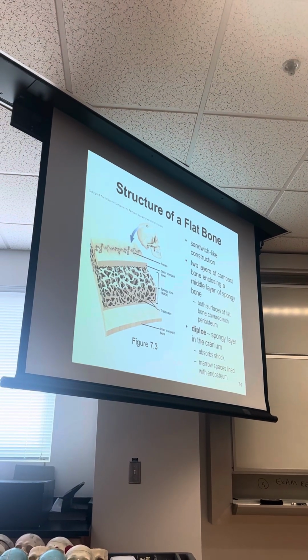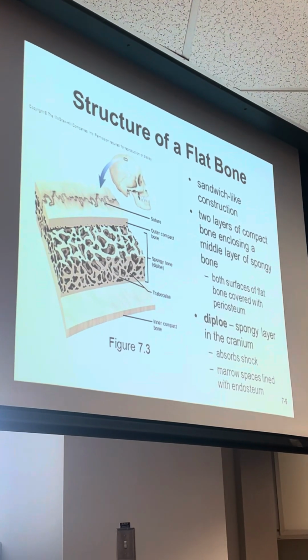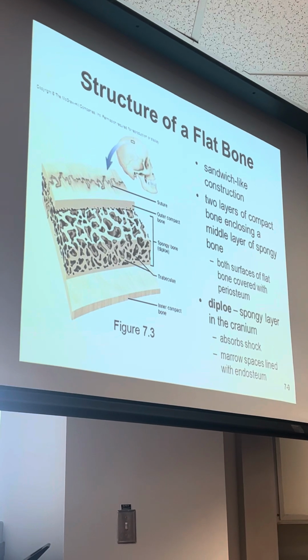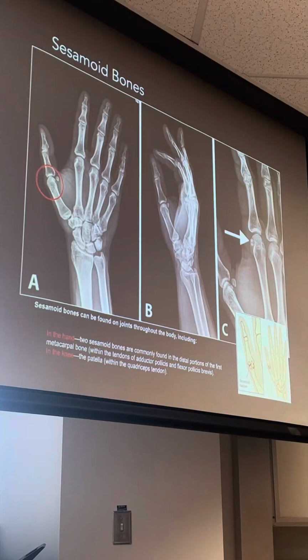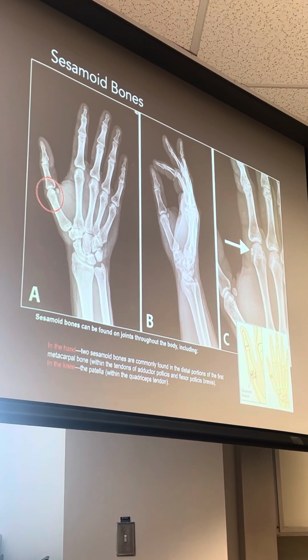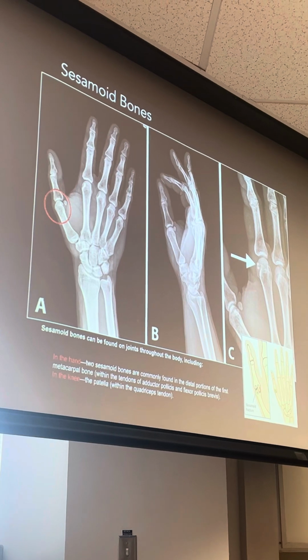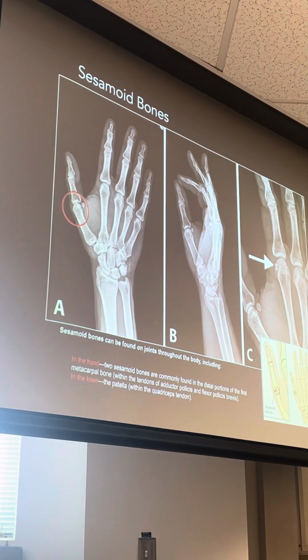Okay. Know what a diploe is, and that they're only found in the bones of the skull. I'll ask you about sesamoid bones, but what I'm going to ask you is, what is the largest sesamoid bone? Good, the patella.